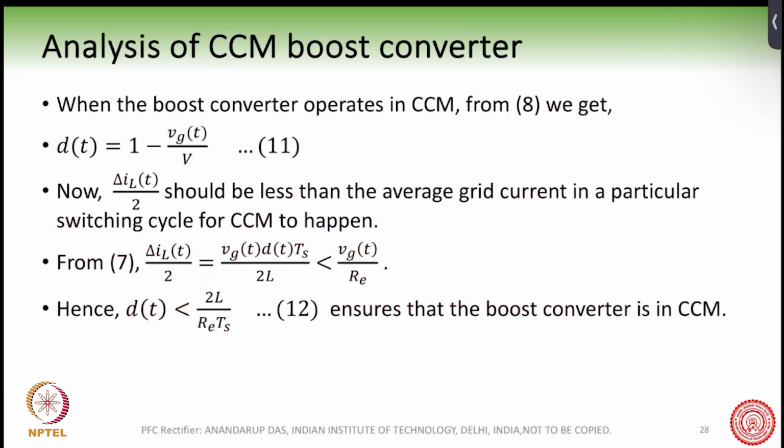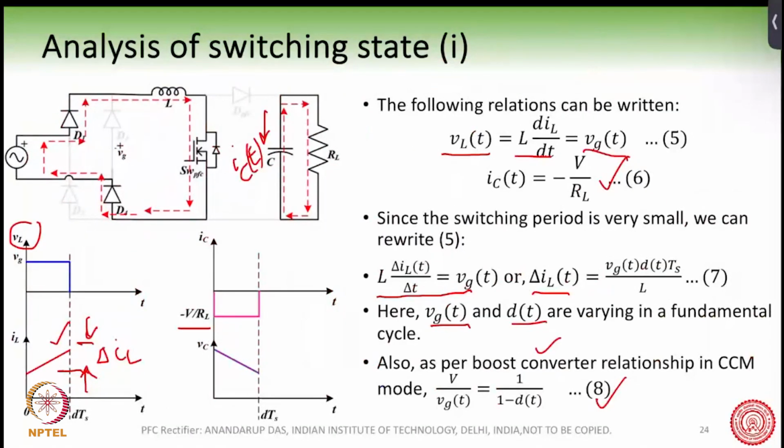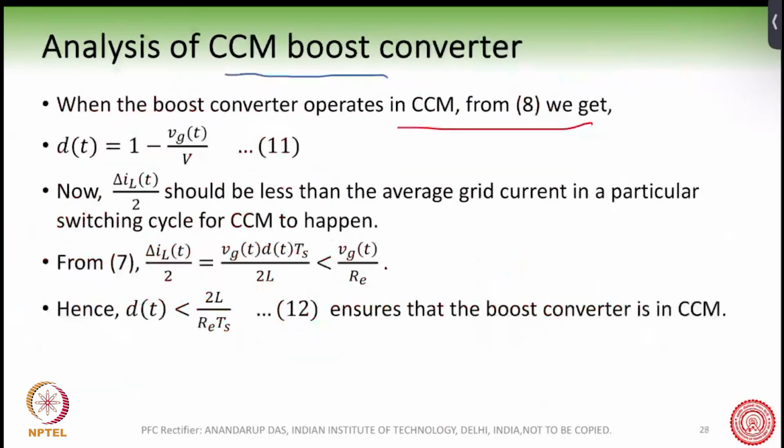Now the analysis with the CCM boost converter is most straightforward, and we'll start with that. When the boost converter is operating in CCM, which is the most common operation, then from equation 8, which we defined already, the output and input voltage relation 1 by 1 minus D, we can write D as 1 minus Vg by capital V.